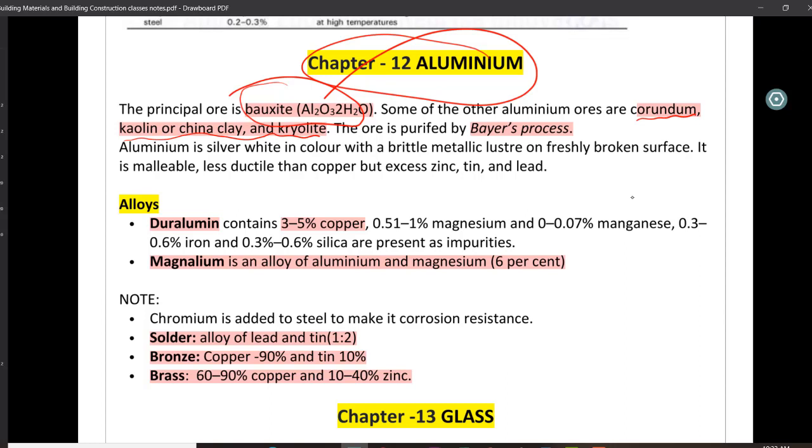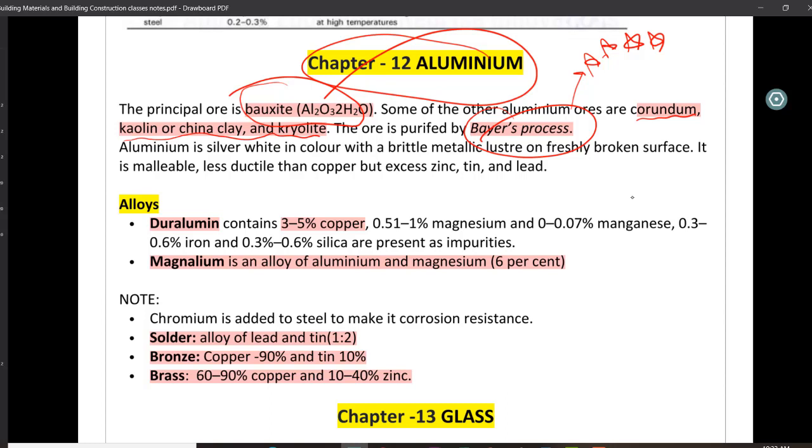And what is the manufacturing process of aluminum? Similar to that of steel. There it was the Bessemer process, here it is the Bayer's process. Bayer's process, okay. We can also make alloys of aluminum, right?